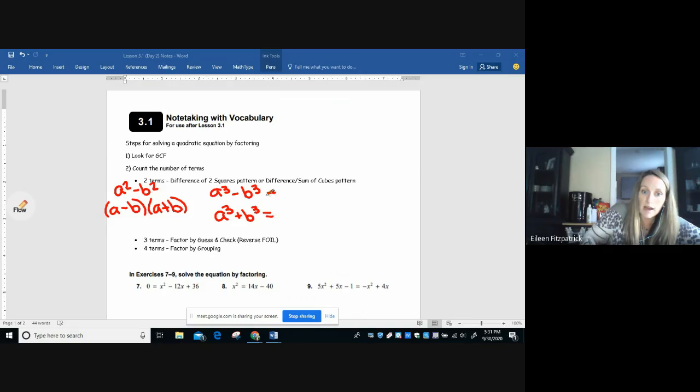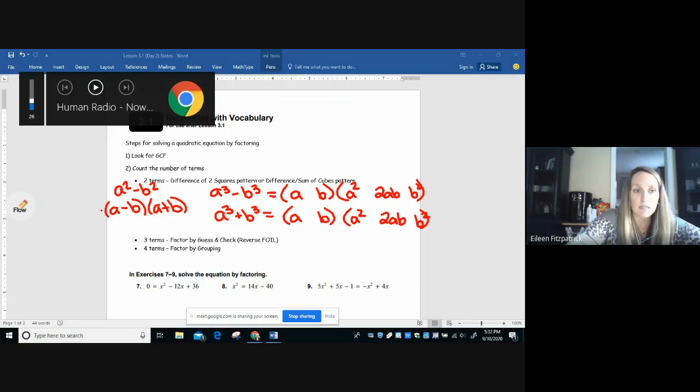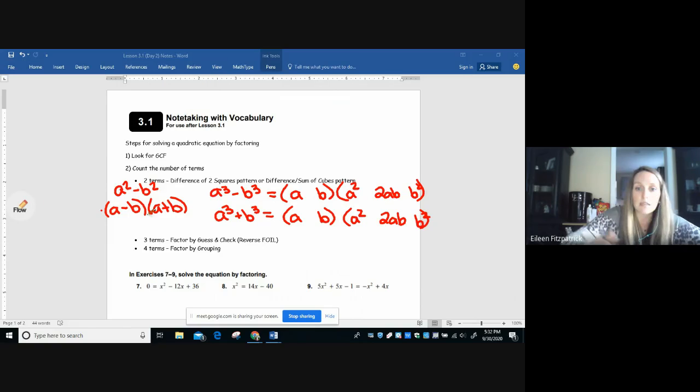Both of these factor into a binomial followed by a trinomial. And the cool thing is they factor the same way. It's going to be a, b, then a squared, then 2ab, and then b squared. Same thing here: a, b, then a squared, then 2ab, then b squared. The difference is the signs. The signs are what are different.